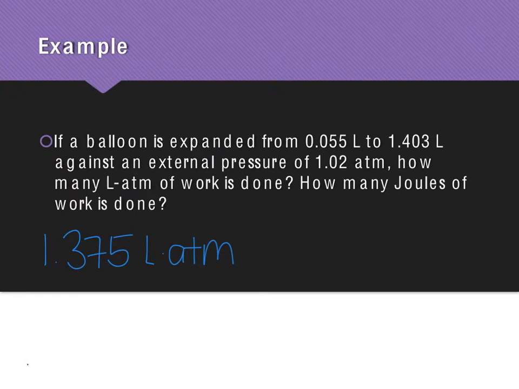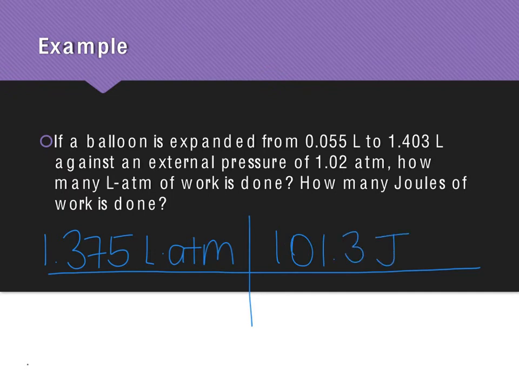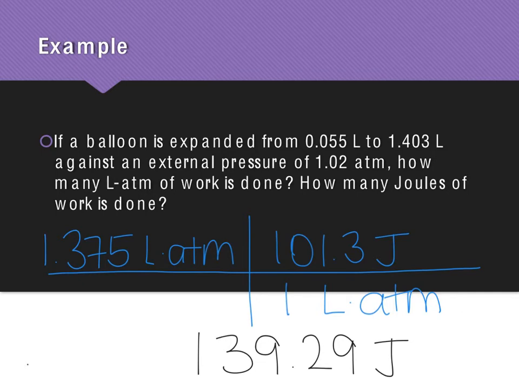Our next step is to convert that to joules. So we have that 101.3 joules is equal to 1 liter ATM. Put that in your calculator and you get 139.29 joules. That is our final answer.